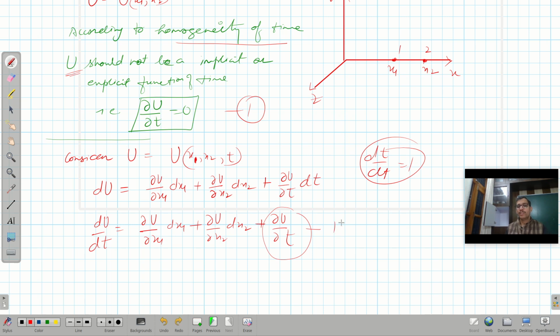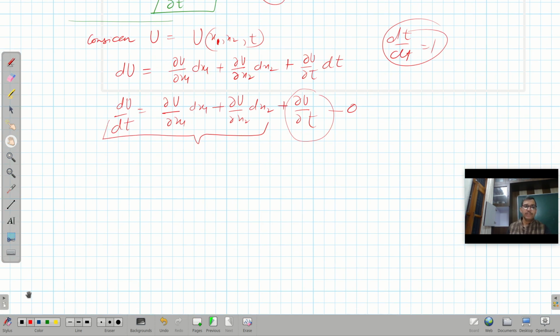So if it is 0, that means dU/dt is equal to this one. So what should I write down? I can write that dU/dt is equal to ∂U/∂x1, oh sorry, dt is also here and dt is also here, that I missed. So it is dx1/dt plus ∂U/∂x2 dx2/dt.